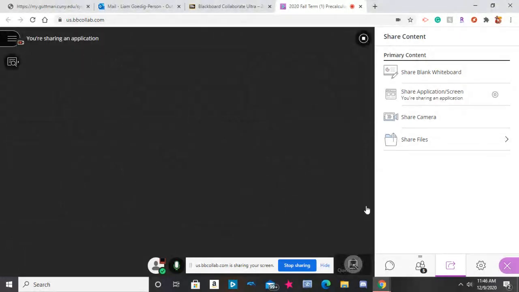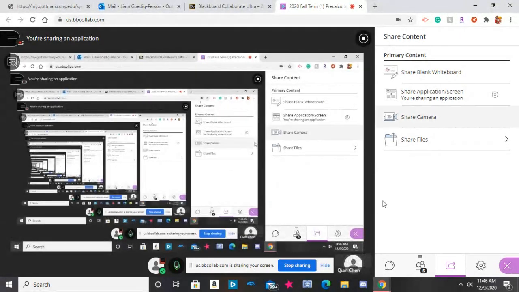Question: how do you share your screen? I forgot how to do it. You see that arrow on the bottom? It says share application screen, right? That's right. Awesome. All right, can you see my screen? It's loading up. Yes. I take that as a yes.